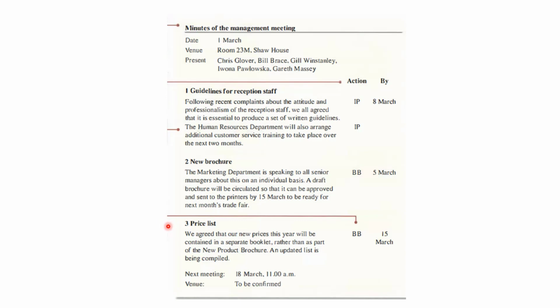The third point, price list. We agreed that our new prices this year will be contained in a separate booklet rather than as part of the new product brochure. An update list is being compiled. Again, we have here formal words like prices, booklet, brochure, and update. And for the verbs, we have contained and compiled.